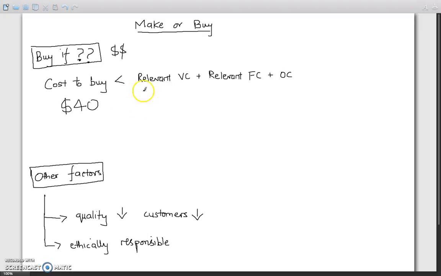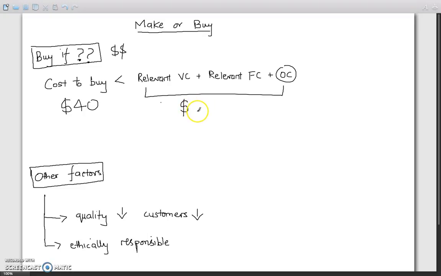Or you can choose to make it yourself. So you want to see what your variable costs are, you want to see what your relevant fixed costs are, and again, you want to see your opportunity costs. Remember, it could be rent. So if you decide to buy it from someone else, maybe you can give your property off for rent or something like that, free money. But again, you want to see if the cost to buy is less than the cost to make it yourself.